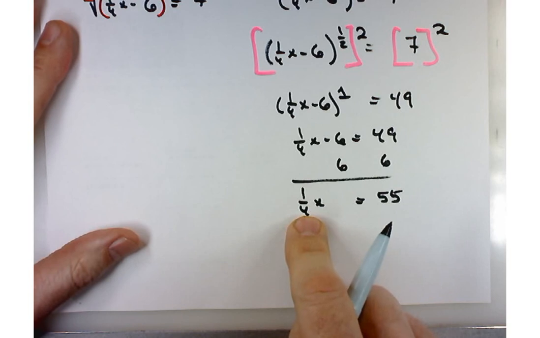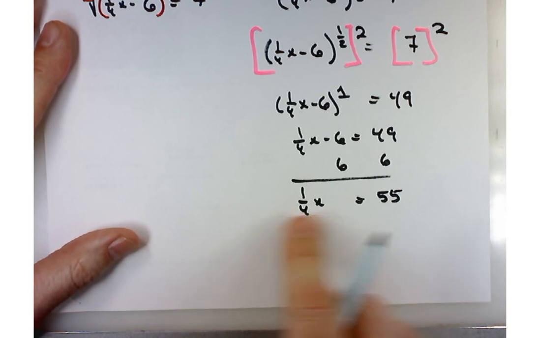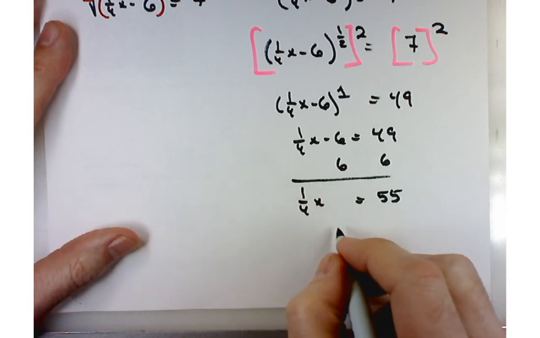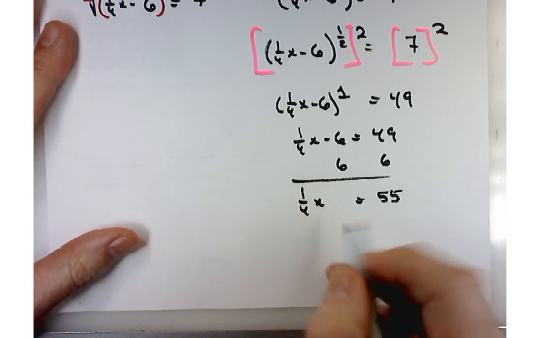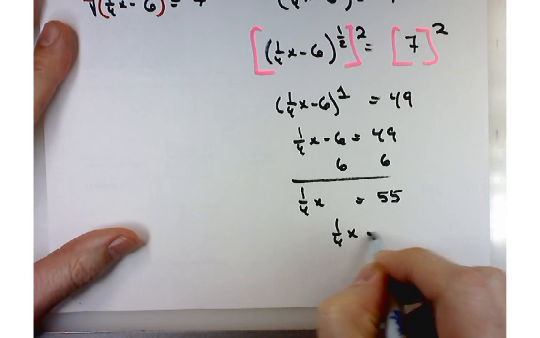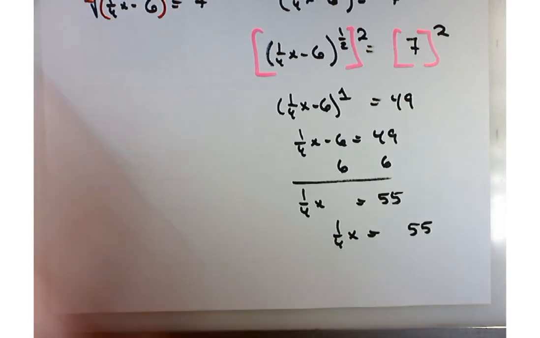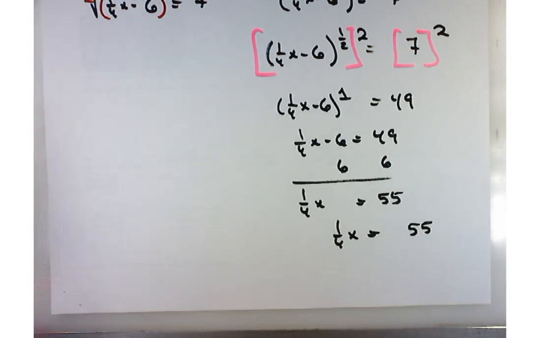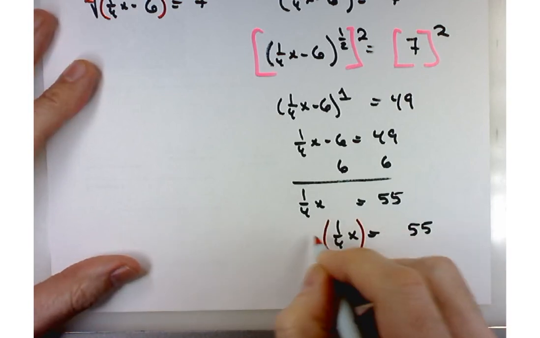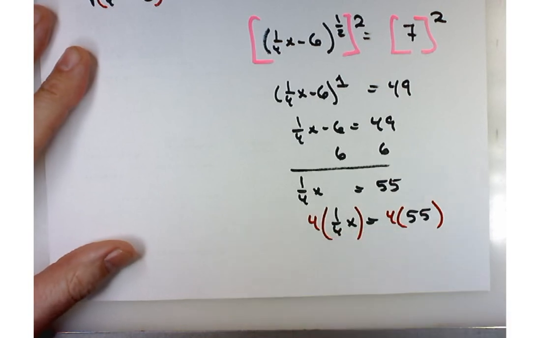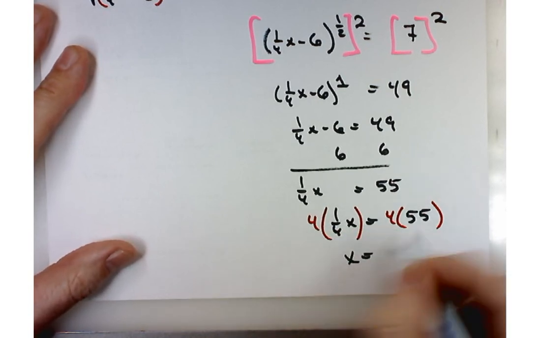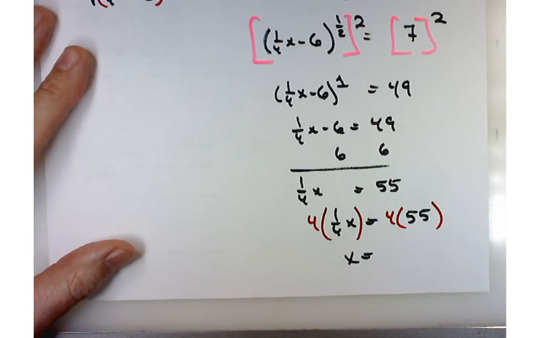And then again, the opposite operation. Instead of multiplying by 1/4 or dividing by 4, I'm going to multiply by the reciprocal. So what's the reciprocal of 1/4? 4. So basically I'm going to multiply both sides by 4. So multiply by 4 here and 4 here. 4 times 1/4 is going to cancel. That's fine. That gives me x. x equals 220.